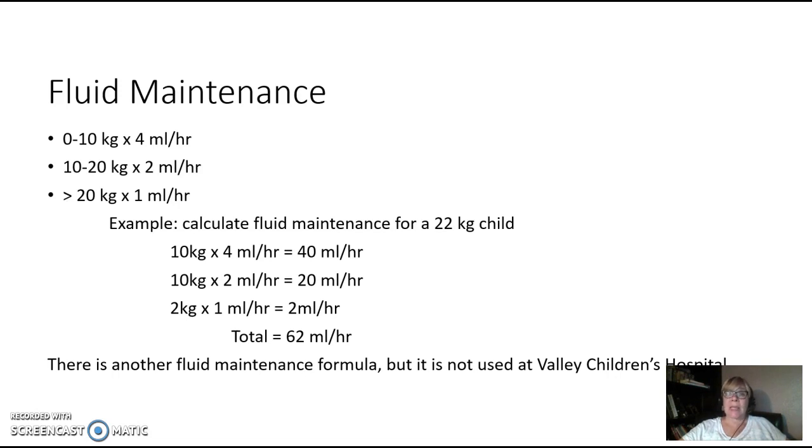We have 2 more kilos because he's 22. So we're going to take those 2 kilos that are over 20, 2 times 1 is 2. Add all those together, 40 plus 20 plus 2, we get 62 mLs per hour. That's how much this child needs to stay where they're at. That's how much they need either orally, and if they're not taking orally, that's how much we're going to give IV to maintain them where they're at.